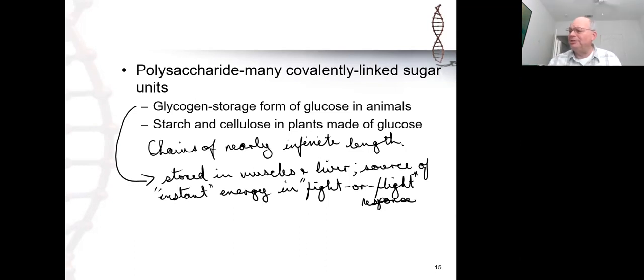Starch basically serves the same purpose as glycogen in plants. So it's a way of storing glucose for short-term and long-term storage.